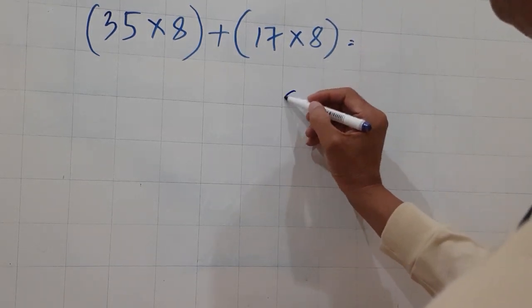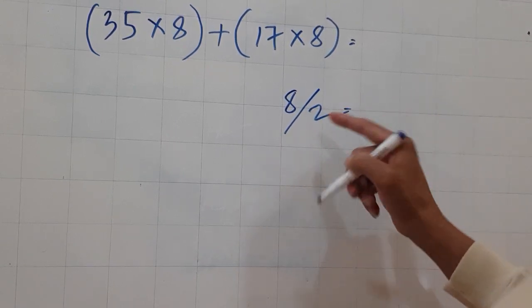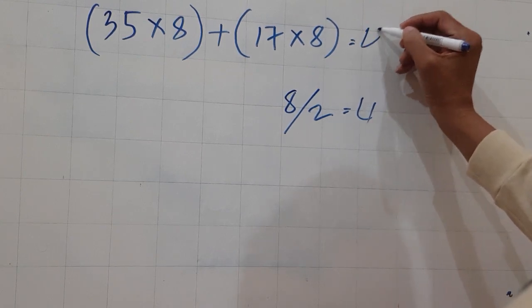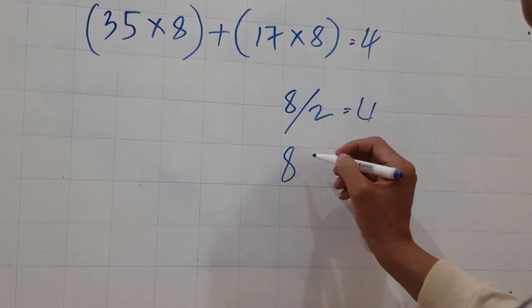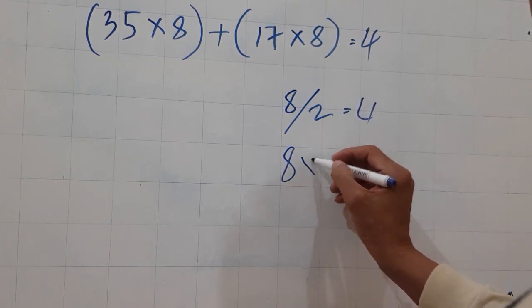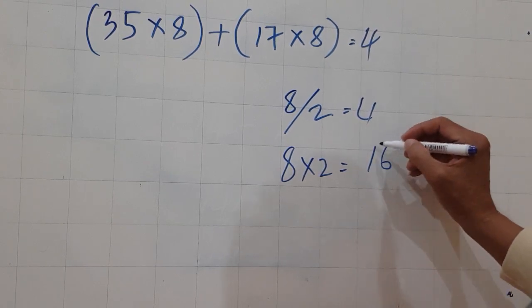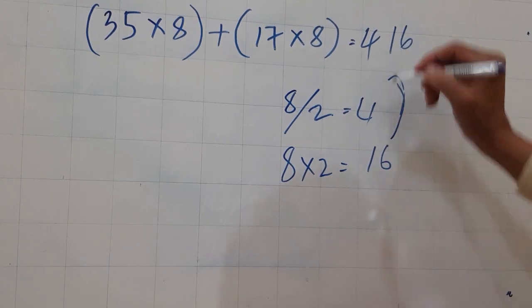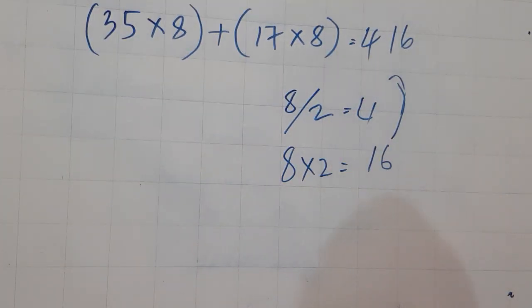8 divided by 2 is 4, right? Write down 4 here. 8 times 2 is 16. So 16, we write down here, 16. So that means the result is 416.